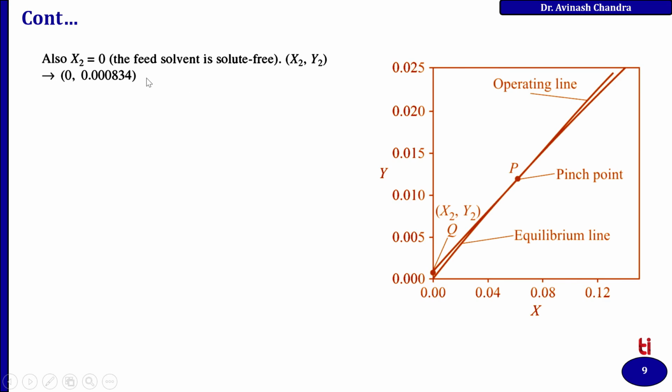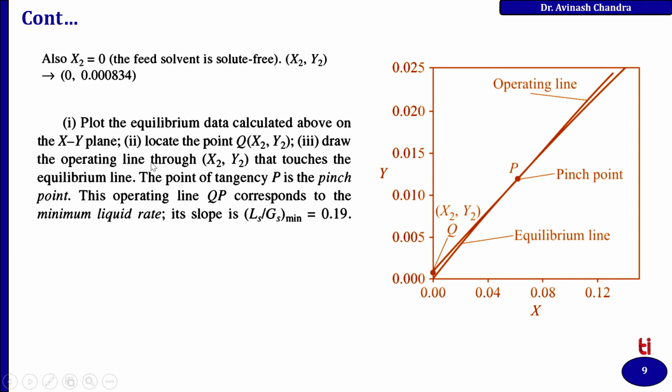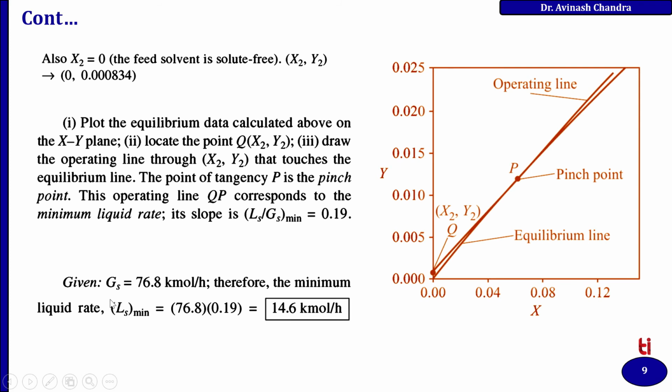So for the solvent free of solute, we know that X2 will be 0, and we already calculated capital Y2. So X2 and Y2 will be here, and then we will draw the tangent line to this particular curve. So obtain the slope of this particular line, and LS upon GS minimum will be 0.19. We know that GS is already given, so the minimum liquid rate can be obtained from here, that is 14.6 kmol per hour.